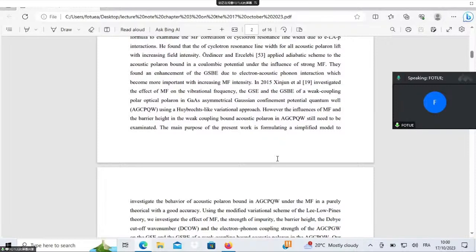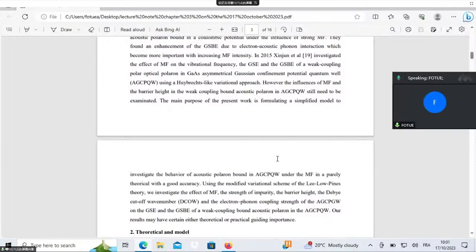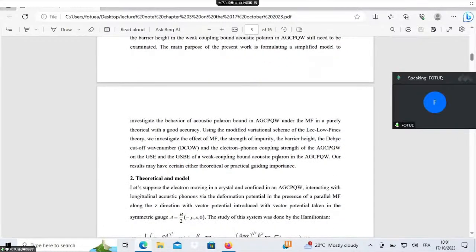So as I said before, in this lecture, we will highlight the effect of the parameters such as the magnetic field, the Debye cutoff wave number, the strength of the Coulombic impurity, and the height of the range of the asymmetric Gaussian confinement potential on the properties of this quantum well. And this is to highlight how we can use all those parameters for the control of the quantum well property.